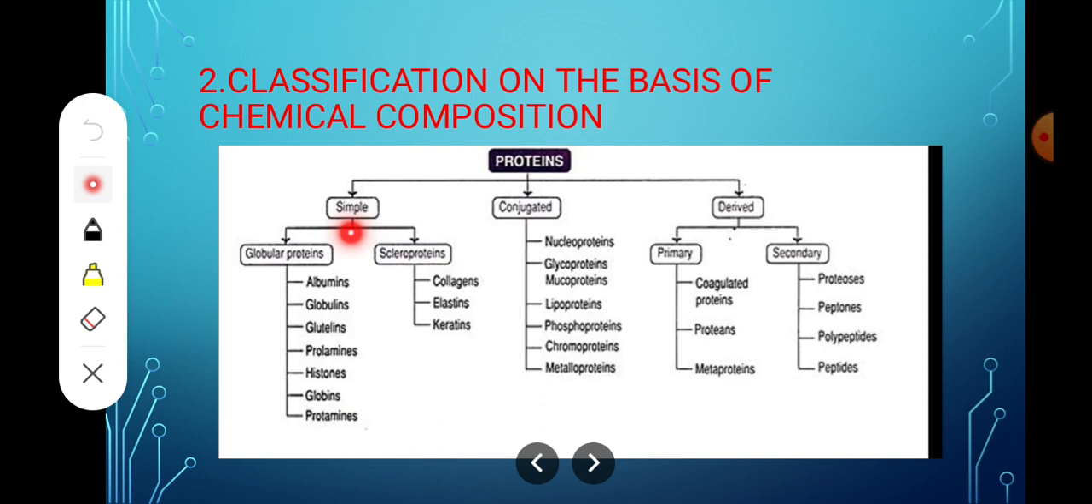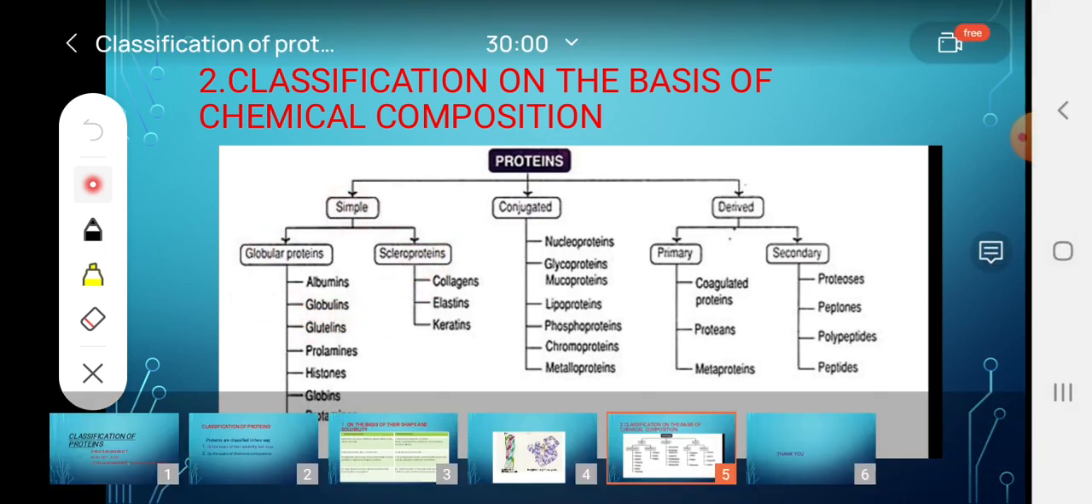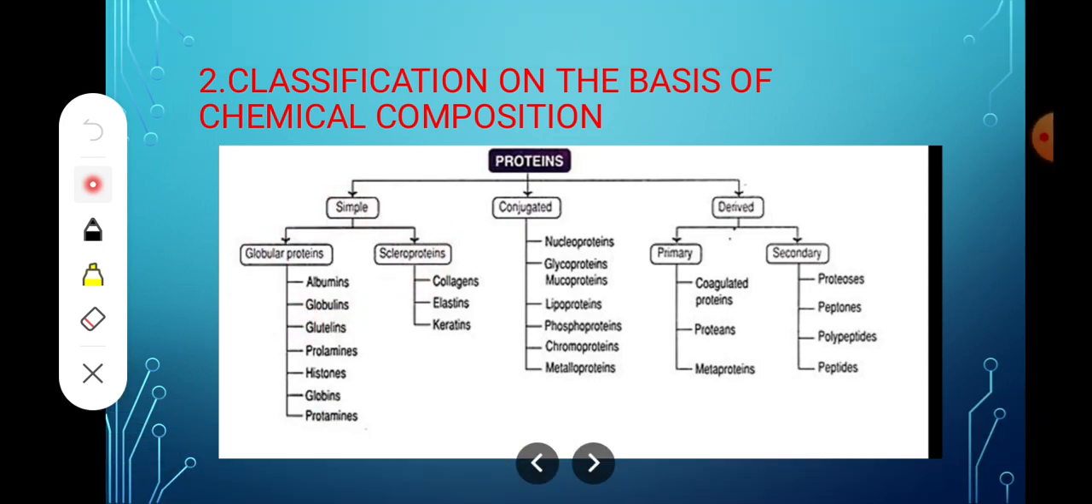The most well-known examples are albumin, globulin, glutelin, prolamins, histones, globins and protamines. And also the simple proteins include scleroproteins, also called albuminoids. In the scleroproteins, the examples are collagens of tendons, elastins, keratins of hair, nails and so on. This is the classification on the basis of their solubility. So, see one by one in detail.